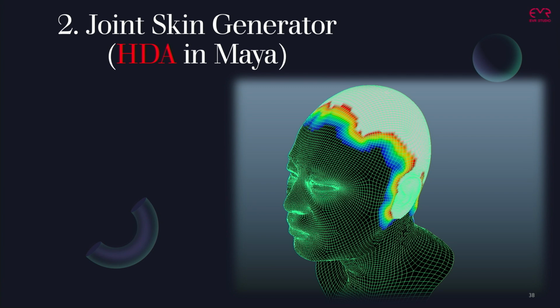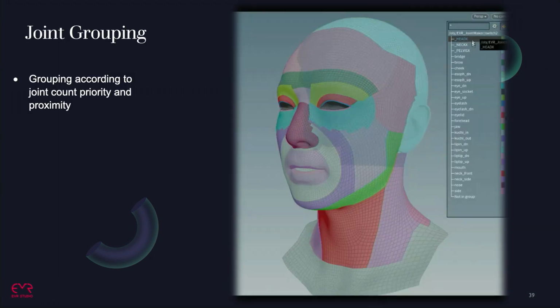For skinning the face, we wanted to completely eliminate the need for weight painting in Maya. We also needed more flexibility in terms of dynamically controlling the number of joints and the number of influences according to different face types and facial expressions. And this sounded like an ideal job for Houdini.